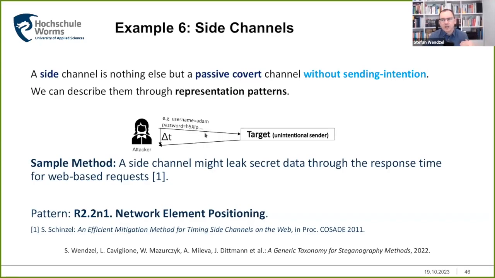So if you probe the same username many times and then another username many times and so on, and you measure very, very exactly the response time, then you can infer information about whether the user might exist on the system or not. And this would be network element positioning, because the response, although unintentional, so it's a passive covert channel or a side channel, which is the same, would be network element positioning, because the target positions unintentionally the network packet in time.